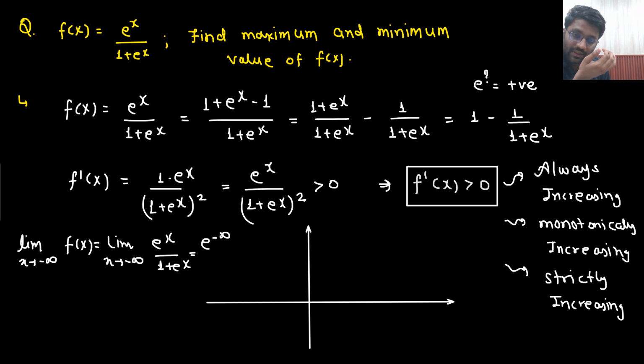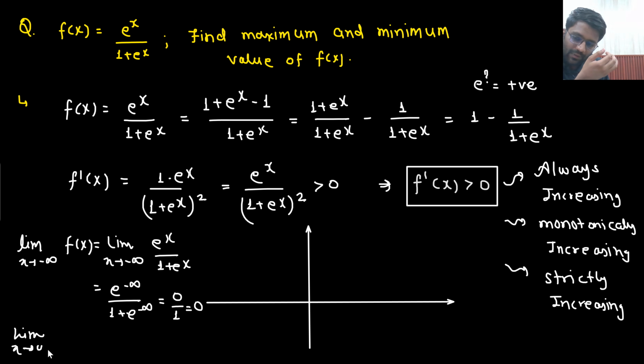e to the power minus infinity. Simply you just need to put down the value. The value will come out to be e to the power minus infinity upon 1 plus e to the power minus infinity, and the answer is 0. And limit x tending to infinity of e to the power x upon 1 plus e to the power x.